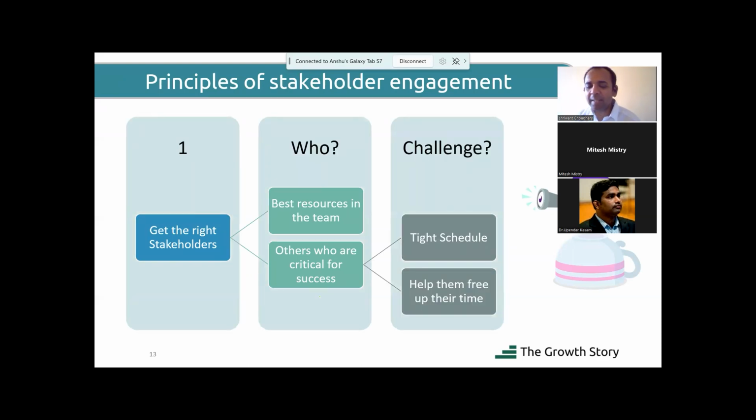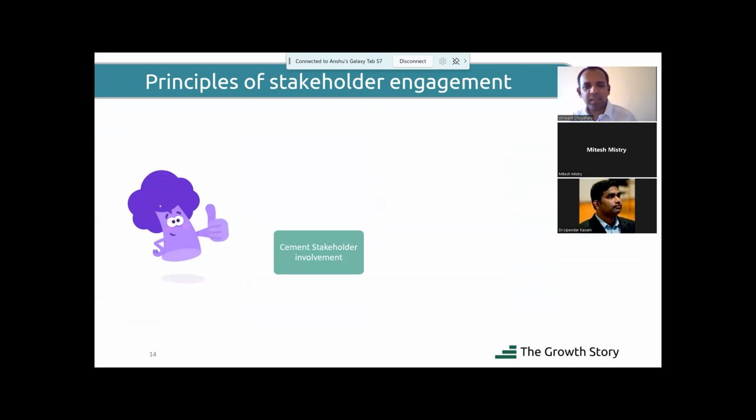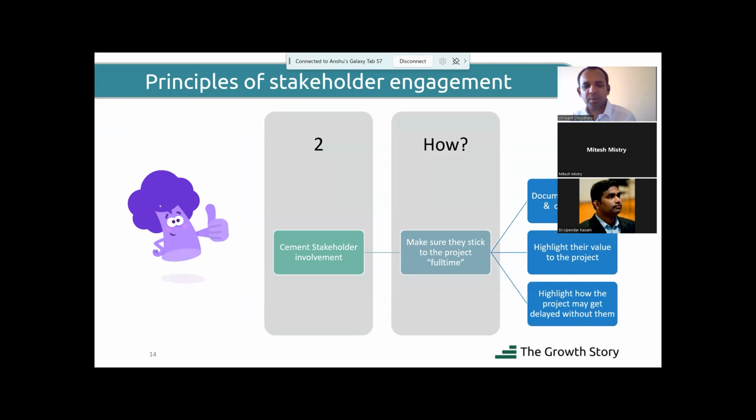Number one is to find the right person. The second one is cement your stakeholder's involvement. What is cement? When you have already got the right person, you need to make sure that the right person sticks with you throughout the project. If the project is 6 months, then for 6 months he will be involved with you. And how will you do that? How do you make sure that your friend is a friend forever?